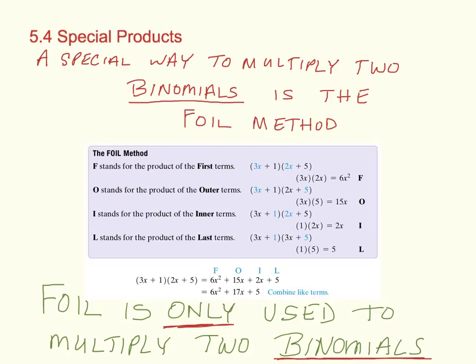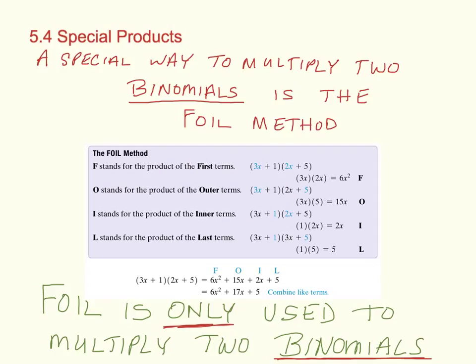We just did, in 5.3, we talked about how we could multiply two binomials just by using the distributive property. But FOIL is just another way of doing the same thing, and many times it's easy to remember an acronym, and so that's why this one is given to you. So the FOIL method is only used, you have to remember, it's only used to multiply two binomials. So if they're not two binomials, you cannot multiply them using the FOIL method.